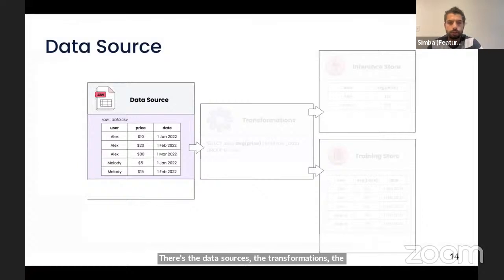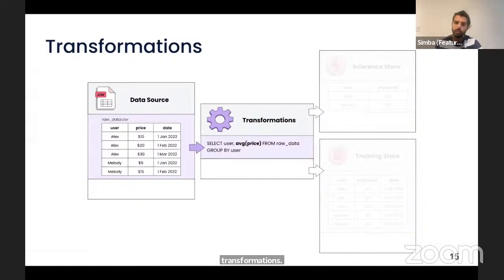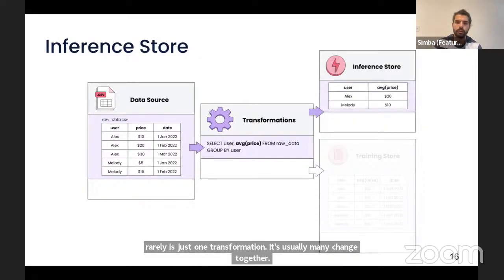Every feature starts with a data source. That could be a CSV, it could be a table, it could be a stream. We will typically transform it. Like, it won't just be given to us perfectly and cleanly. There'll be a set of transformations. It doesn't have to be a single transformation. It actually rarely is just one transformation. It's usually many chained together that build the actual features.